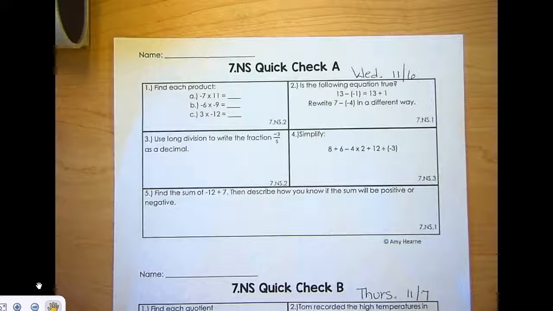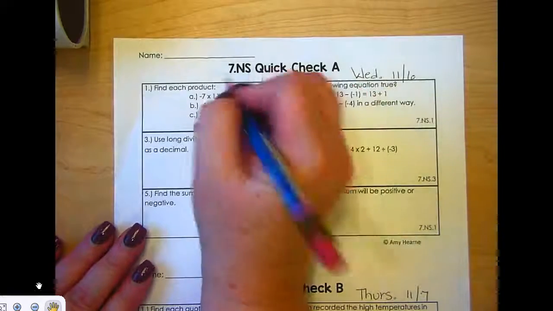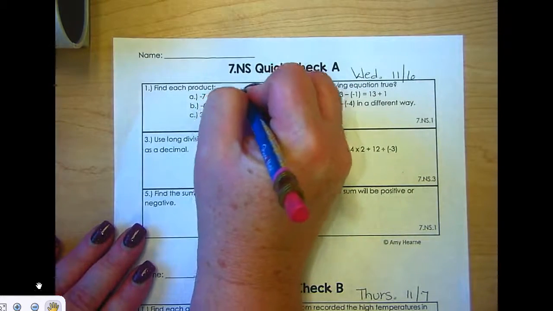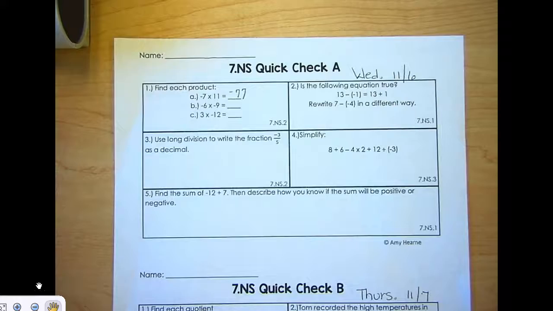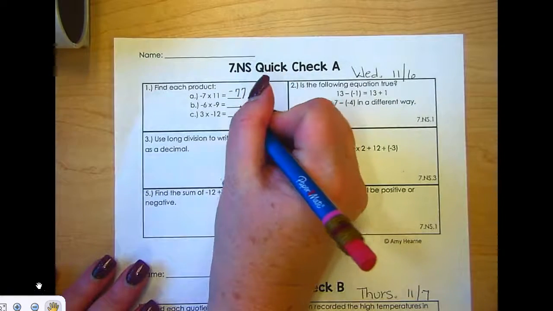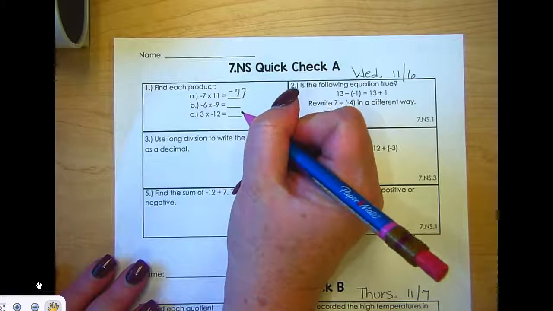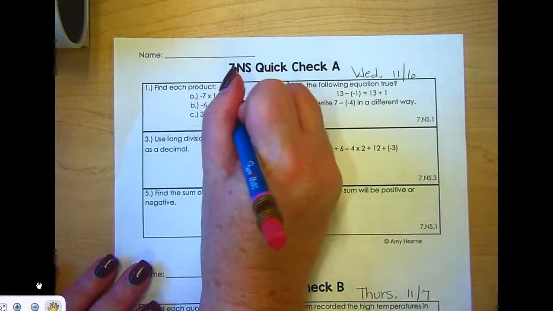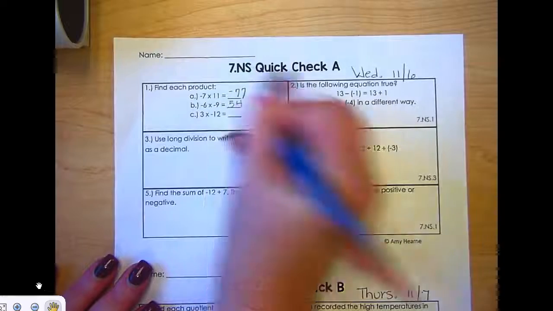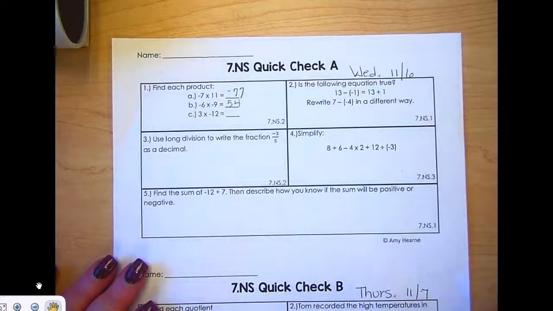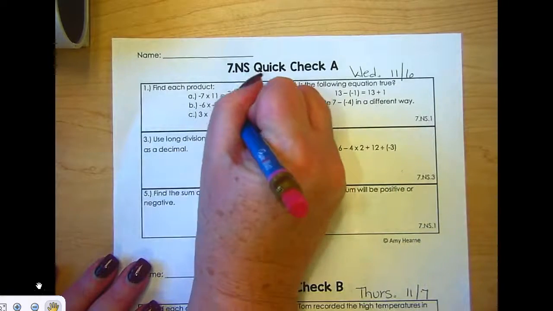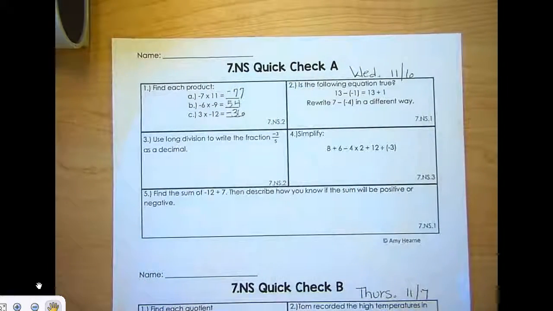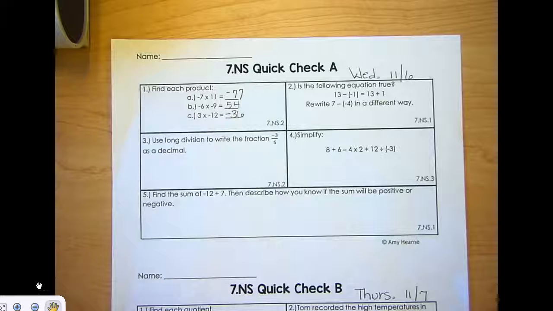Number 1A, who's got the answer for negative 7 times 11? Autumn. Negative 77. B, negative 6 times negative 9. Summer. Close. 54 and positive, right? Because a negative times a negative is positive. 3 times a negative 12. Anna? Negative 36. Questions about any in 1?